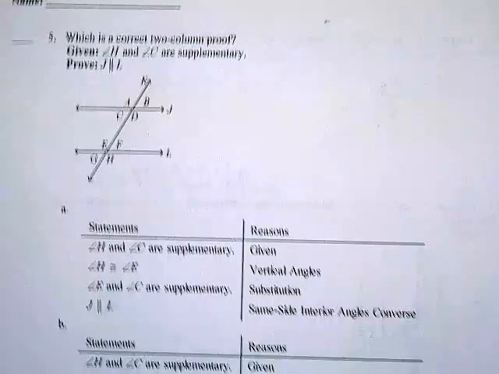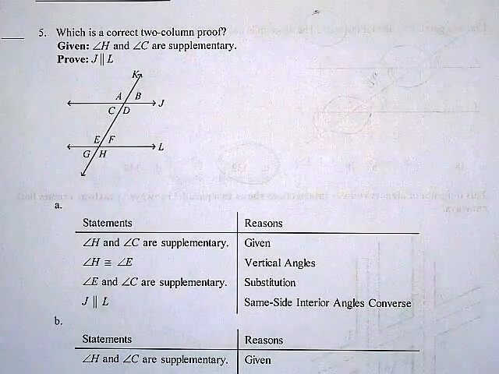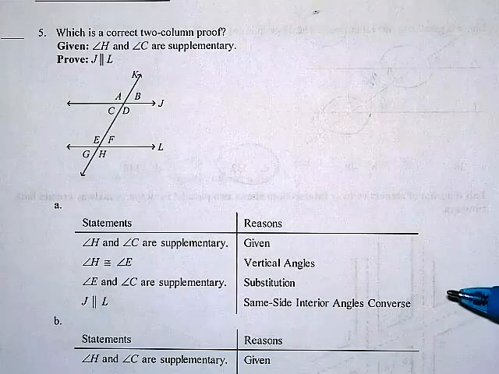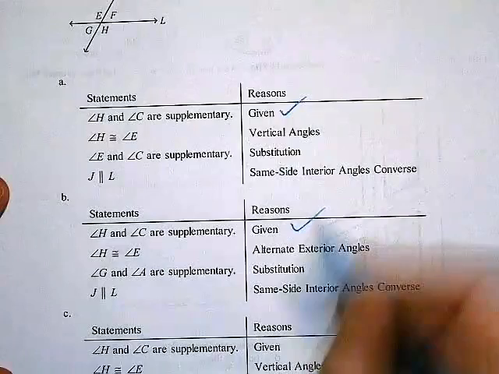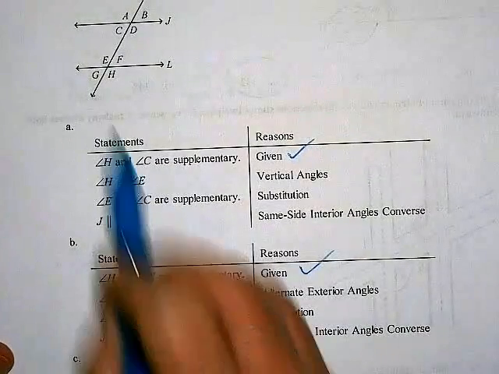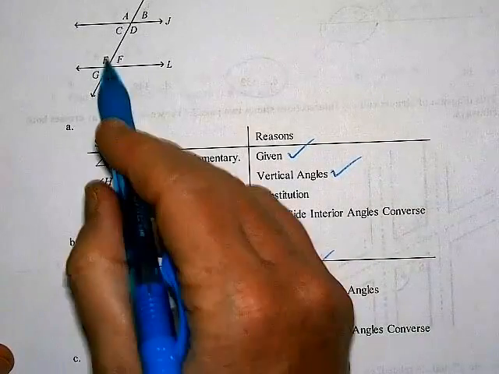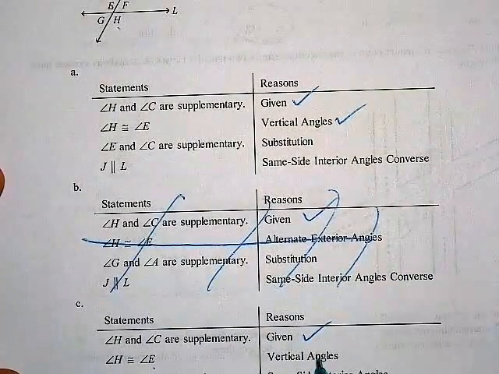Number 5 is another proof. Which is a correct two-column proof for the following? So let's just start. Given H and C are complementary. Let's see. This is true. This is true. And this is true. So I can't eliminate anything yet. H is congruent to E because they are vertical angles. That is true. H is congruent to E because they're alternate interior. That is false. So I got to throw that one out. H is congruent to E because they're vertical. That is true.